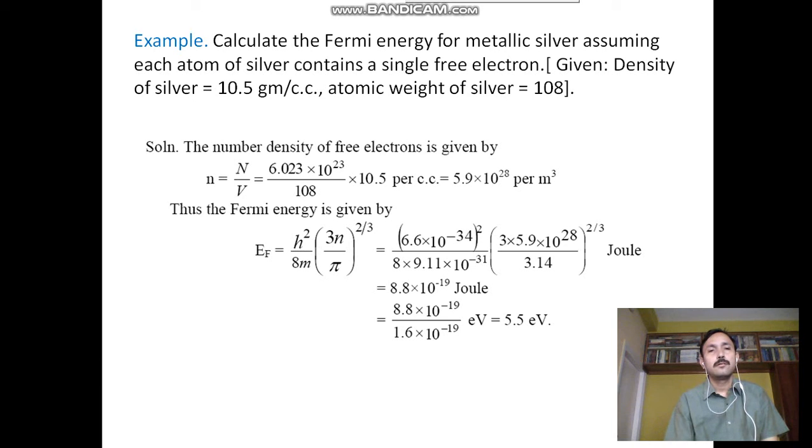Now let us take another example. Calculate the Fermi energy for metallic silver, assuming each atom of silver contains a single free electron. Given density of silver is 10.5 gram per cc. Atomic weight of silver is 108.